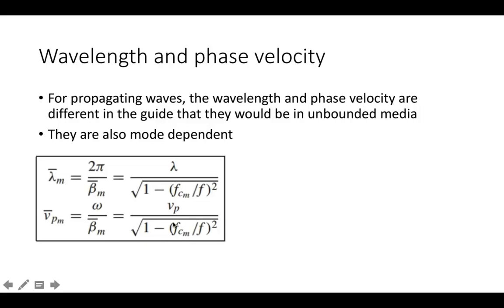So it's actually the phase velocity divided by this factor because of the presence of the waveguide, where the phase velocity here is what the phase velocity would be if this same wave in the same dielectric were propagating in an unbounded media. So notice that the phase velocity is mode dependent, and it's also different by this factor.